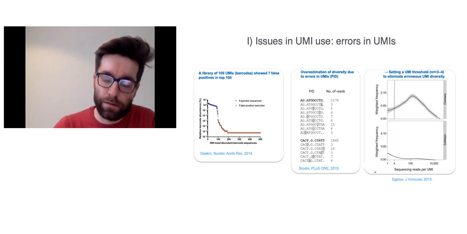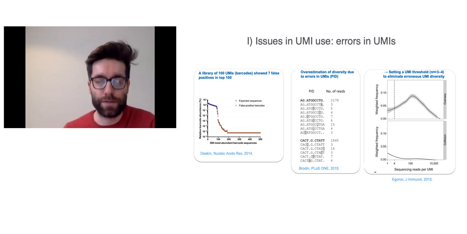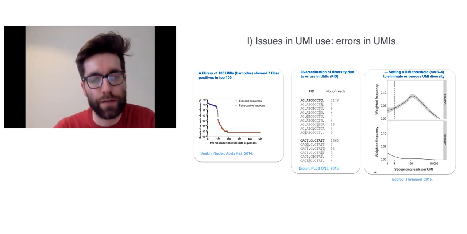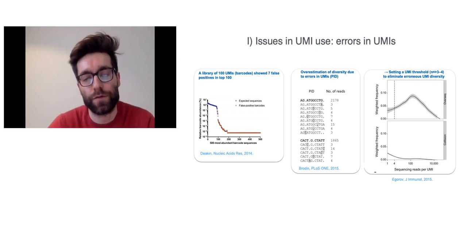Yes. So now this was the good side of UMIs. Now we come to the bad side of UMIs. The bad side with UMIs is, of course, that you can have different errors also in the UMIs, just as you have for the sequencing reads. So you can have sequencing error there as well.